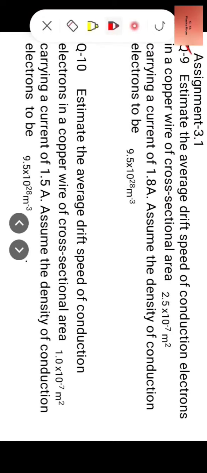Question number 9. Estimate the average drift speed of conduction electrons in a copper wire of cross-sectional area 2.5 into 10 raised to the power minus 7 meter square, carrying a current of 1.8 ampere. Assume the density of conduction electrons to be 9.5 into 10 raised to the power 28 per meter cube.